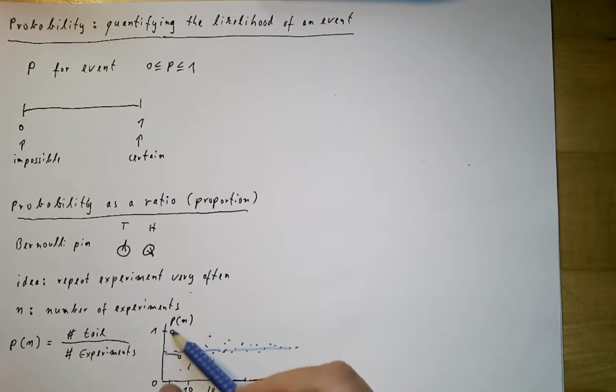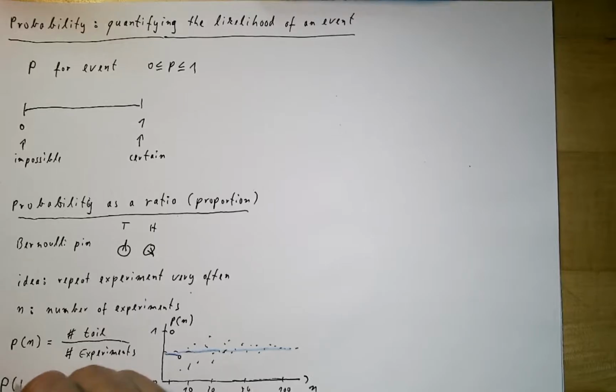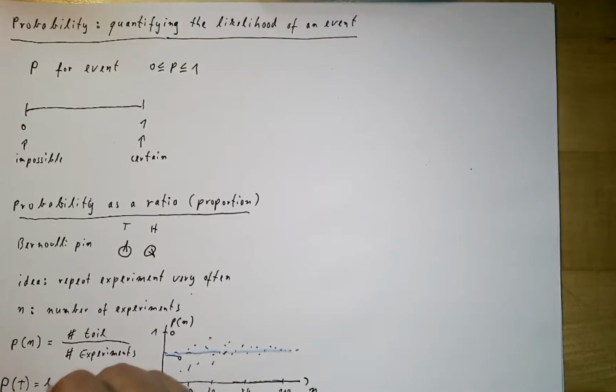So this scattering around gets smaller and smaller, and if we do this experiment long enough, we will find here a number. And this number, the limit for infinitely many repetitions, is what we call the probability. So we say P, the probability for the event tail, is the limit for n goes to infinity of our P of n.